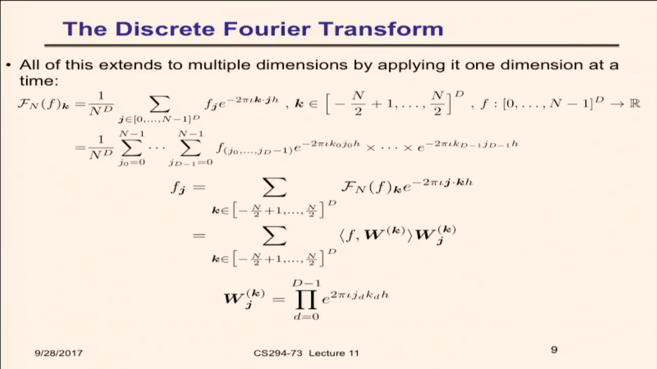All this extends to multiple dimensions by applying it one dimension at a time. So if you're on a unit cube, you go through the same thing here. There's lots of notation here. I'll let you read it. The important thing is that you still have basis functions. They're basis vectors defined over your d-dimensional grid, but that's okay. And they're orthonormal.